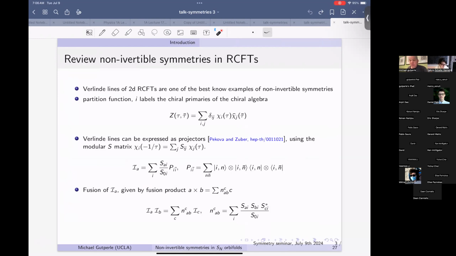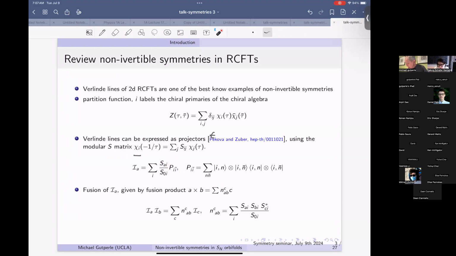Okay, so I guess this is probably familiar to everybody here, but I'll just quickly review that one of the best known examples for non-invertible symmetries exists in two-dimensional rational conformal field theories, namely the Verlinde lines. So here I'm taking sort of the simplest example of a RCFT where I labels the chiral primaries of the chiral algebra, and here I might just focus on, say, just a Virasoro algebra, but this can be generalized where I have a diagonal partition function. And then one formulation of these defect operators due to Petkova and Zuber, as projectors, uses the modular S matrix, and the defect is written as a projector on the module which is labeled by the chiral primary I.